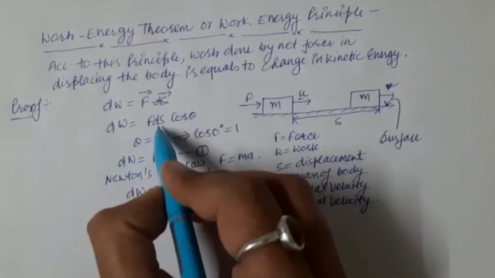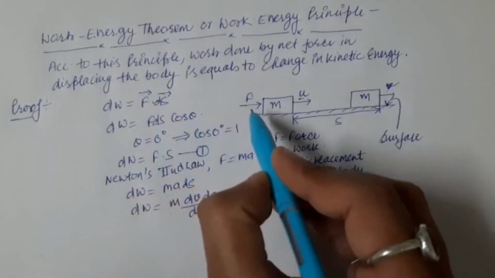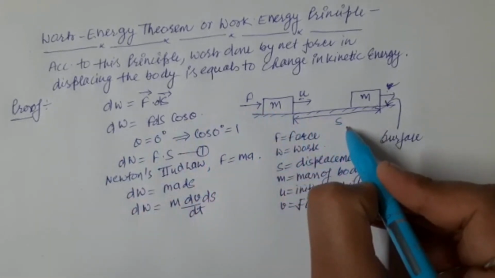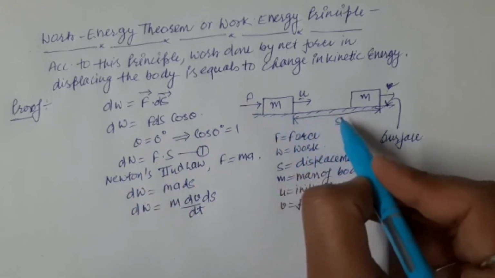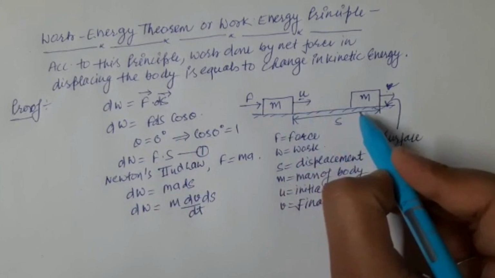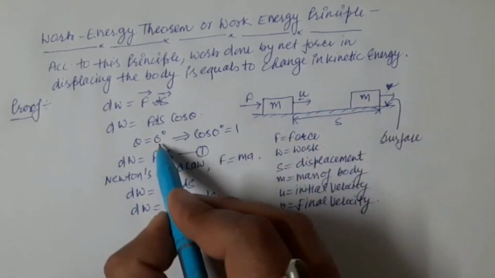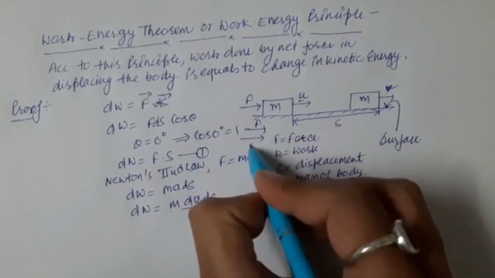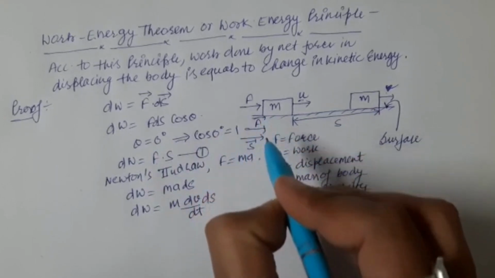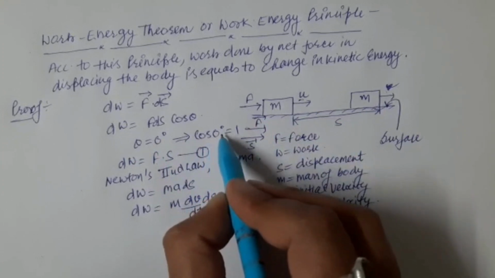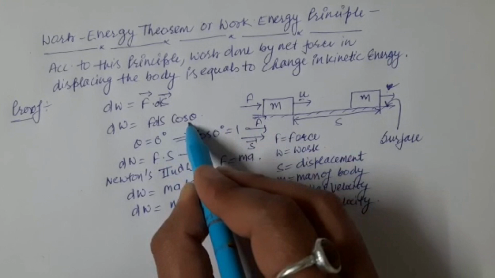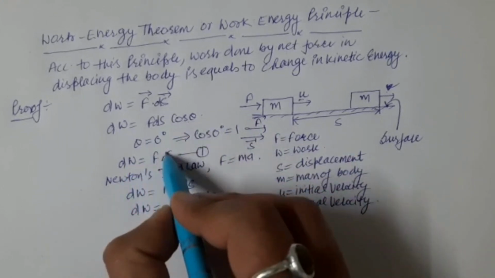So dW is equal to F ds cos θ, as both force and displacement are vector quantities and depend upon direction. Both quantities are acting in the same direction, that is, to the right. So the angle between them is 0 degrees, and we know that cos 0 degrees is equal to 1. Putting cos 0 equal to 1 in this equation, I get dW equal to F ds.